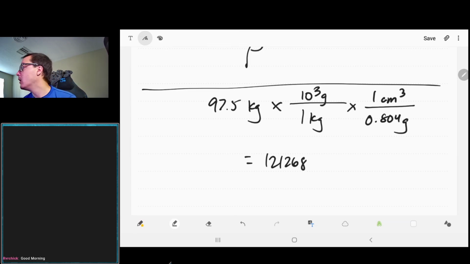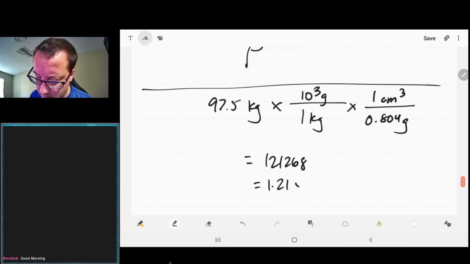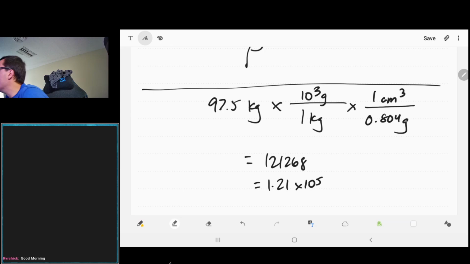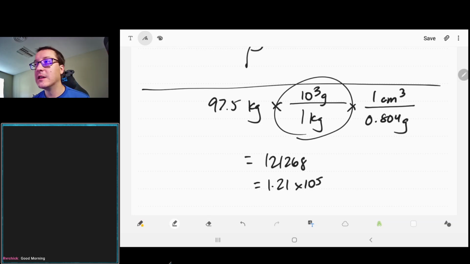121,268. And so we're looking for 1.21 times 10 to the 6th. Yeah, that'll work. Or should it be 10 to the 5th, right? Oh, it is 10 to the 5th. Okay, I can't see the answers. So I see the problem is that you just put kilograms instead of grams. So that's the only thing. Don't forget this. I told you all this metric stuff would be important. No one listens to me.